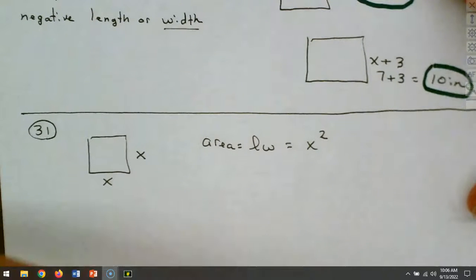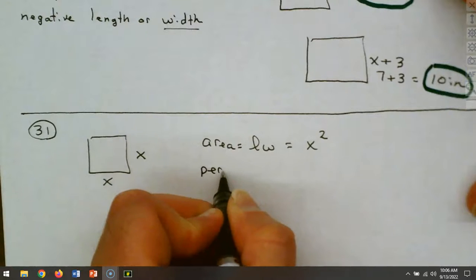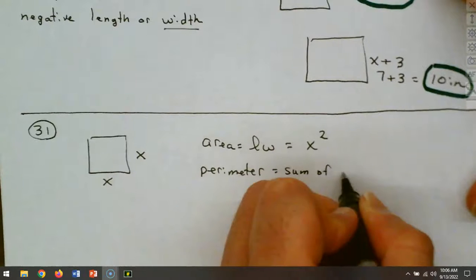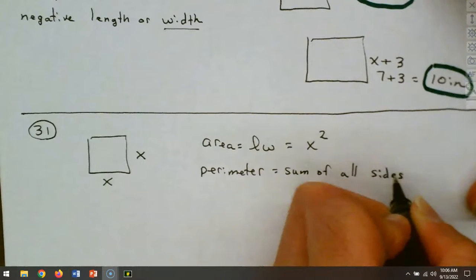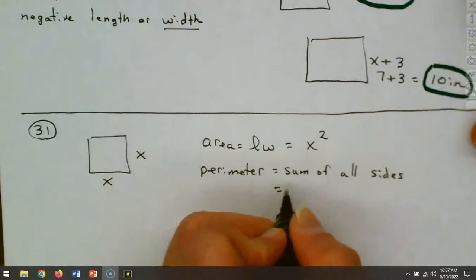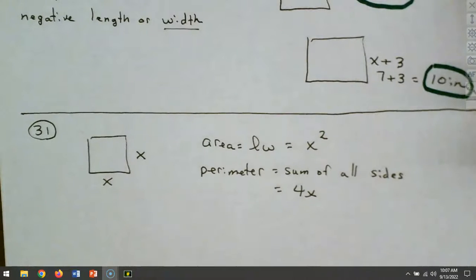And what about perimeter? Well, perimeter, no matter what the figure is, your perimeter is always the sum of all sides. Okay, so perimeter means we add up all the sides. That's the definition of the perimeter. So if I add up all the sides, that gives me then 4x. Is everyone okay with that so far? So we're looking at a square. We know the area is the length times the width, so that's easy enough. Perimeter, we just add up all the sides together, so that's why we have the 4x.